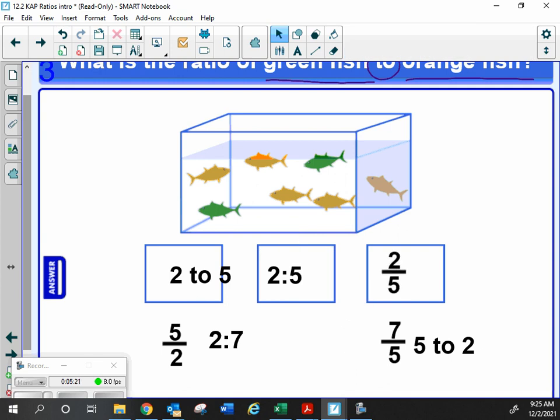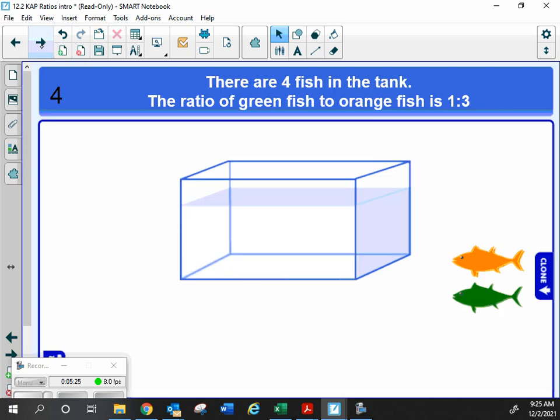Y'all agree? Yeah. Awesome job. Okay, 3 different ways to write the same thing. Number 4, there are 4 fish in the tank, and the ratio of green fish to orange fish is 1 to 3. So again, I always like to underline it to make sure I notice the order. Green to orange. Okay, so we are going to create that ratio. We want to make sure it's equivalent.